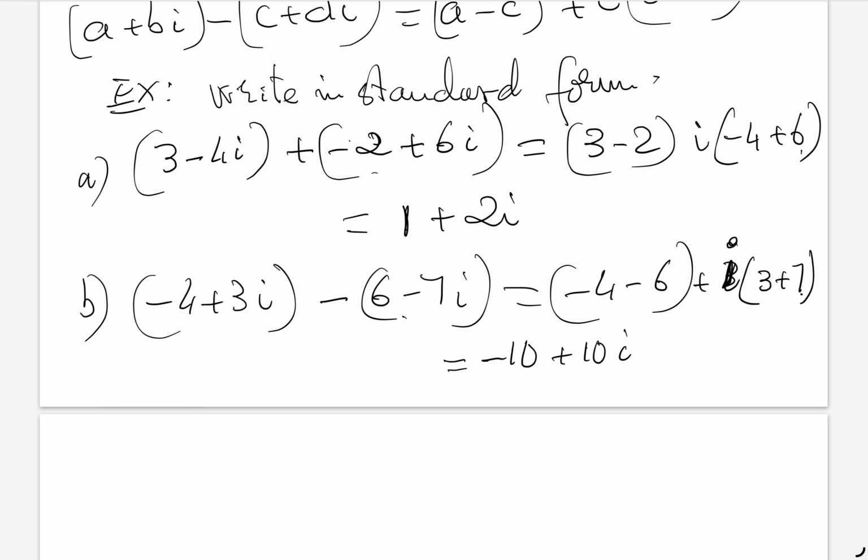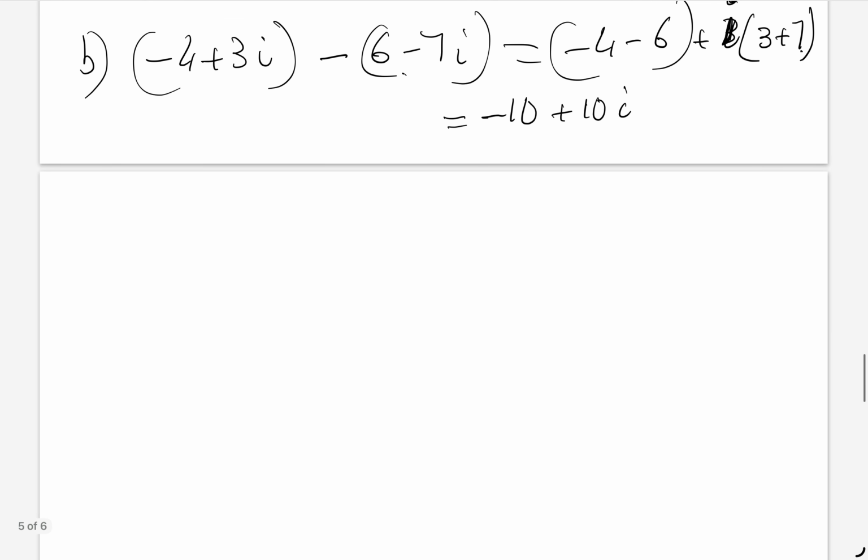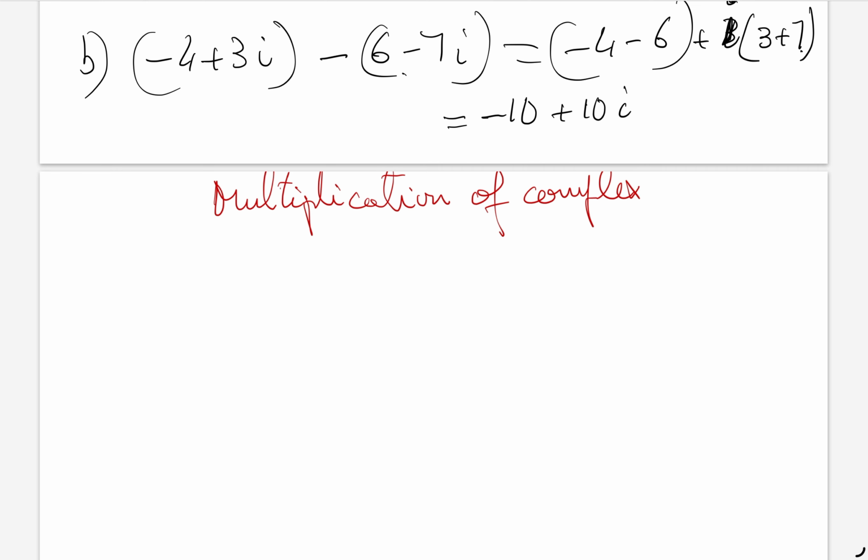Okay, now let's break down the multiplication of complex numbers.